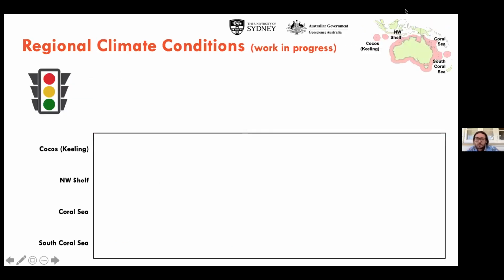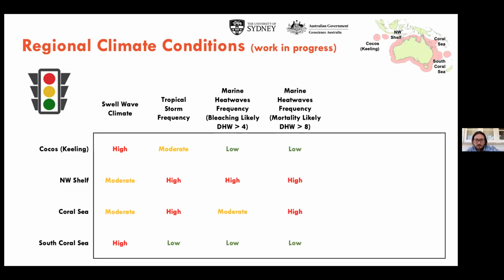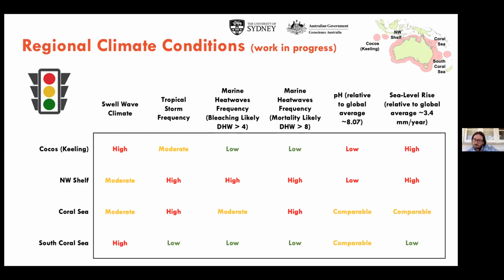Excellent. So I've done this for all of the islands, but I'm just going to give you a regional level assessment, just so it's a bit more malleable for everybody. So we have our 4 regions, the Cocos, Northwest, Coral Sea, and the South Coral Sea. And we have our wave climates, which vary. We have variable storm frequency, marine bleaching events, mortality events, pH relative to global average, and sea level rise rate based on the global average as well.